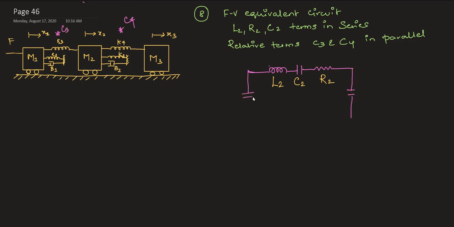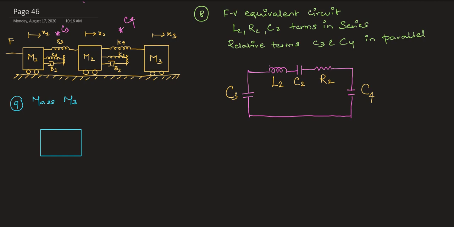Okay, good. So I just want you to see where these positions come. My C3 obviously should come on the left hand side, and my C4 on the right hand side, because their equivalent of K3 and K4 is appearing on the left and right in the given question. Good. So that is my force voltage equivalent for my mass M2.